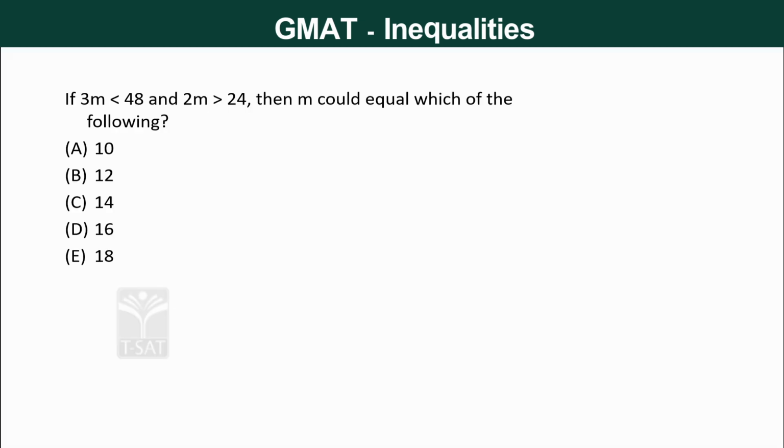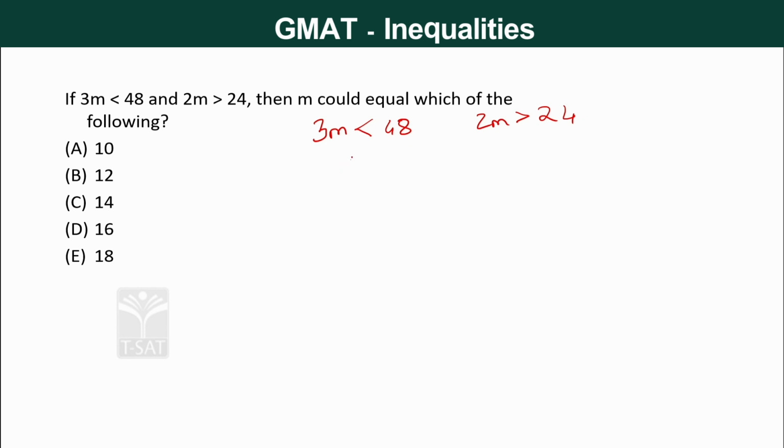So, today's topic is inequalities. Let's look at some problems as part of our GMAT quantitative reasoning preparation for inequalities. The first question says, if 3m is less than 48 and 2m is greater than 24, then m could equal which of the following? They are saying that 3m is less than 48 and 2m is greater than 24.